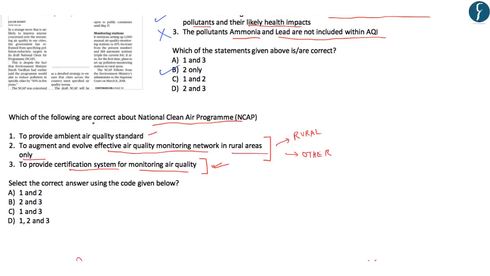The next question: which of the following are correct about National Clean Air Program? First, to provide ambient air quality standard. Yes, the statement is correct. Second, to augment and evolve an effective air quality monitoring network in rural areas only. No, it's for the entire nation, not only for the rural areas. Third, to provide certification system for monitoring air quality. Yes, this statement is correct. So, the question is select the correct answer using the code given below. So, the correct answer would be C, 1 and 3.